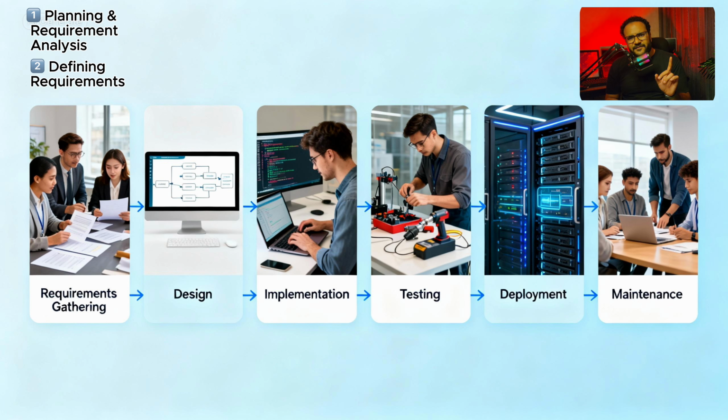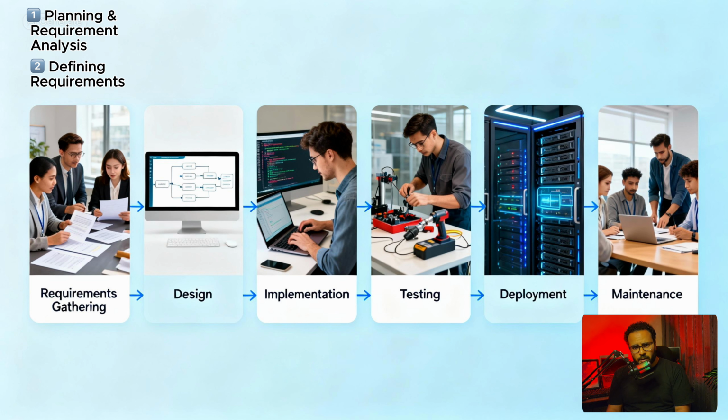Number 2, defining the requirements. Clear documentation is created, both functional and non-functional. Basically, what exactly are we building? This avoids the classic "that's not what I asked for" moment at the end of the project. Number 3, designing the system. The architects and senior developers plan the structure, the tech stack, and how data will flow. It's like creating the blueprint for a building before construction starts.